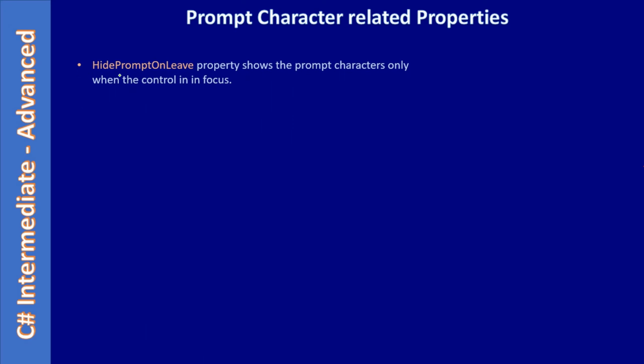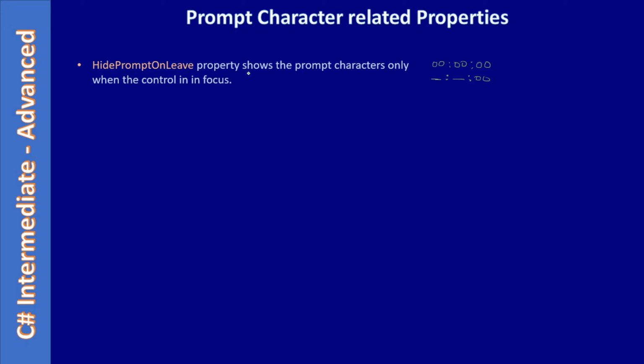So the hide prompt on leave property shows the prompt characters only when the control is in focus. By this time, you know what is a prompt character and what is a literal. So for a quick preview, let's take the same example. This is the mask property. At runtime, it will display like this, right? These are the prompt characters, the underscores adjoined together. And this is the prompt literal.